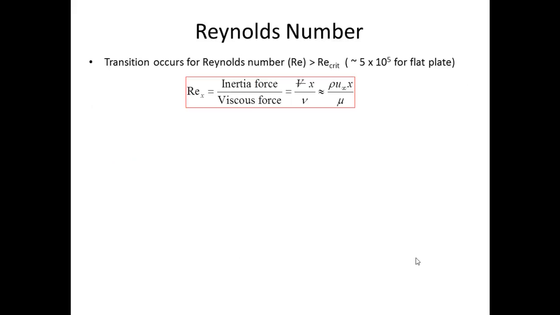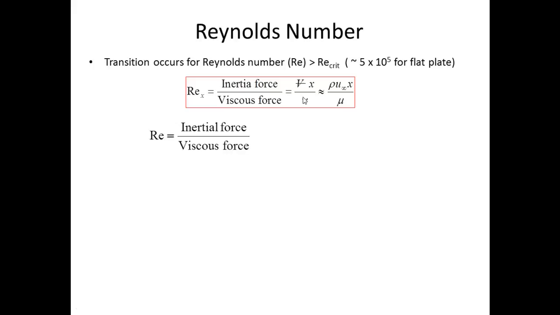We can determine whether a flow is laminar or turbulent based on the value of the Reynolds number. Normally, if the Reynolds number exceeds a critical value, we say the flow is turbulent, and below the critical value, we consider the flow to be laminar. In the case of a flat plate, the critical value of Reynolds number is about 5 x 10^5. Reynolds number is described as the ratio of the inertial force to the viscous force, and has an expression like this in terms of the velocity, the distance or a dimension, and the viscosity.